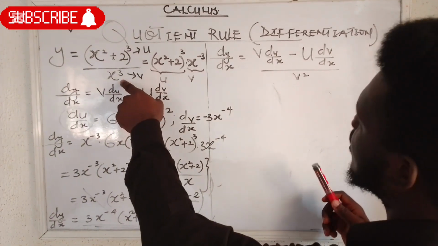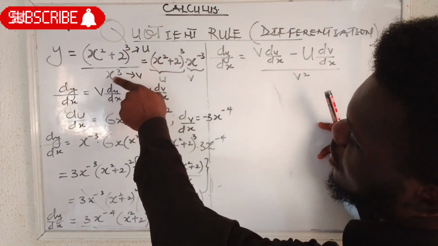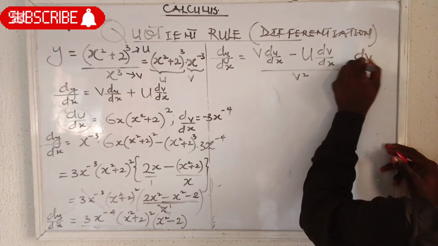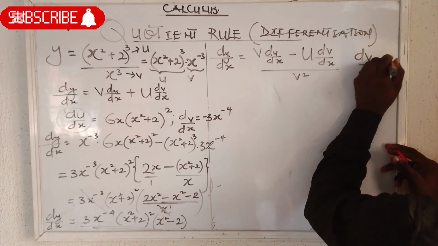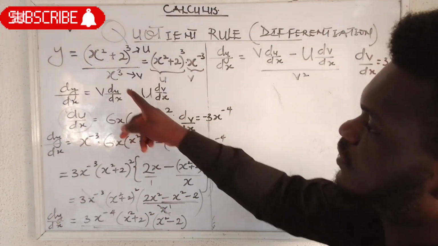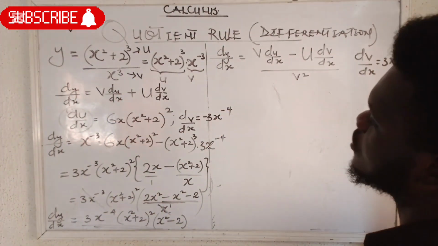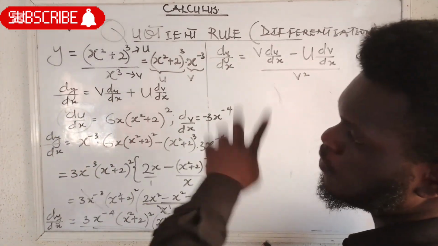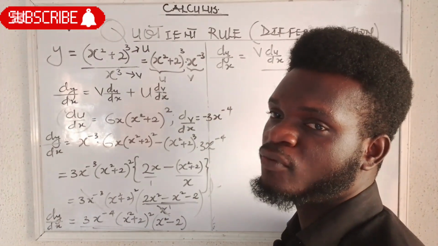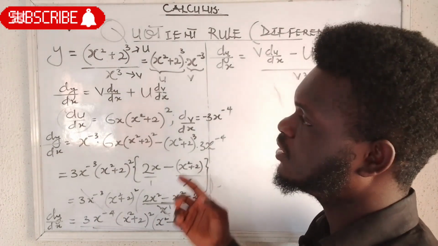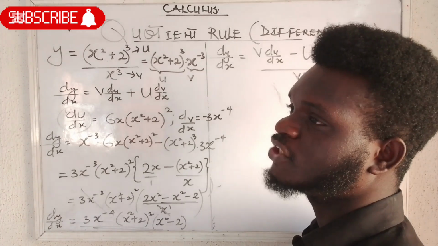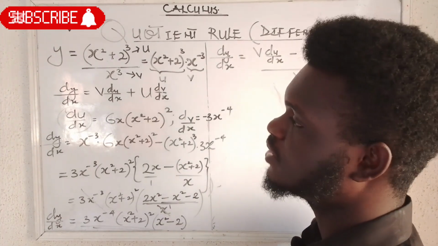So dv dx is going to be the derivative of x cubed, which is going to be 3x squared. When you take the derivative of x cubed, you have 3x squared. If you are not familiar with that trick, go to my playlist. In case you are just stumbling into this video and you've not been following up, just go back to my channel. You know how to go back to my channel.